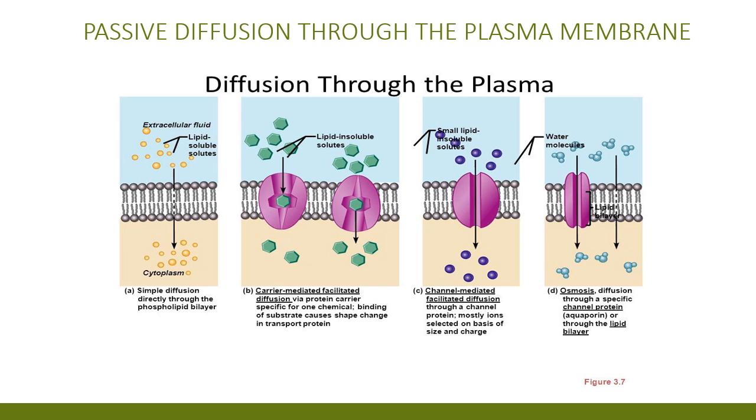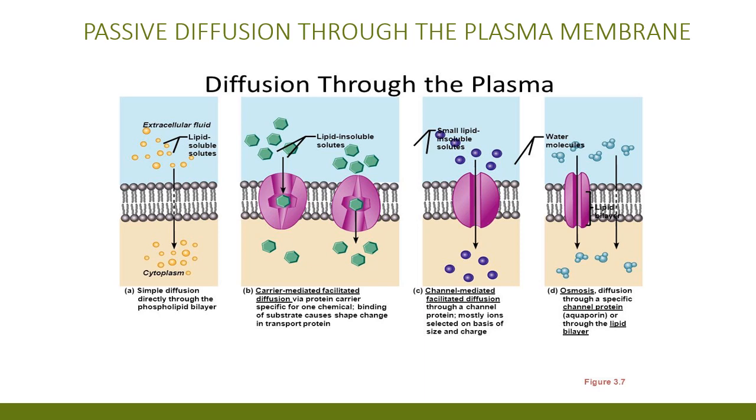The next one over shows you large carrier-mediated facilitated diffusion, in that this large protein is specific for a specific chemical that can fit into a shape. When it does that, it goes through a shape change or transformational change, and it pops it in. It doesn't need any ATP. All of these things here are passive. That means they don't use ATP. They don't need energy, just a concentration gradient.